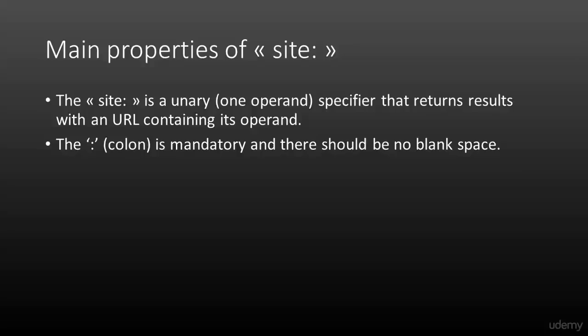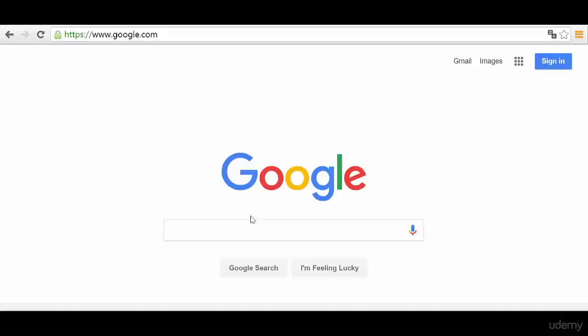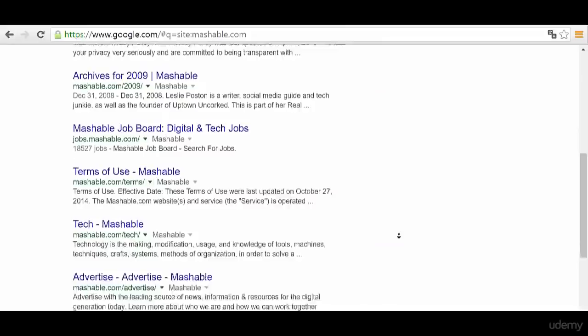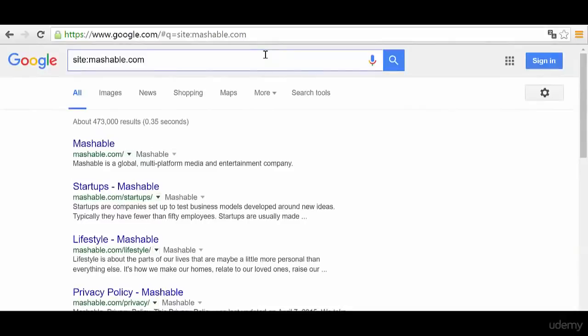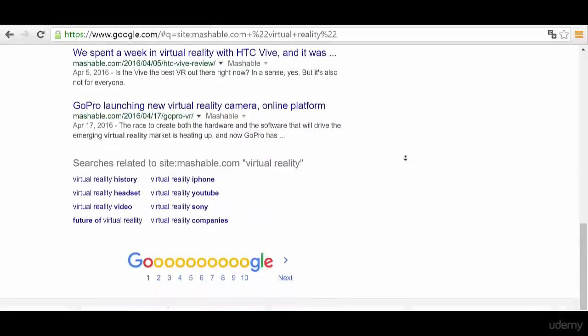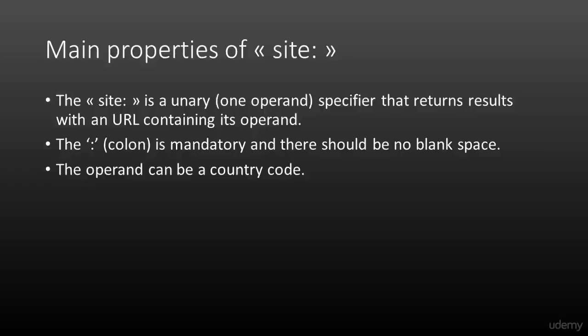The colon is mandatory and there should be no blank space. If you use a blank space instead of a colon, Google will consider the word site and the operand as separate words. The operand can be a country code, for example, FR for French URLs.